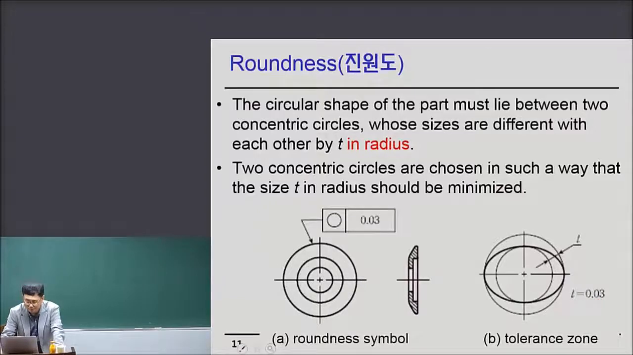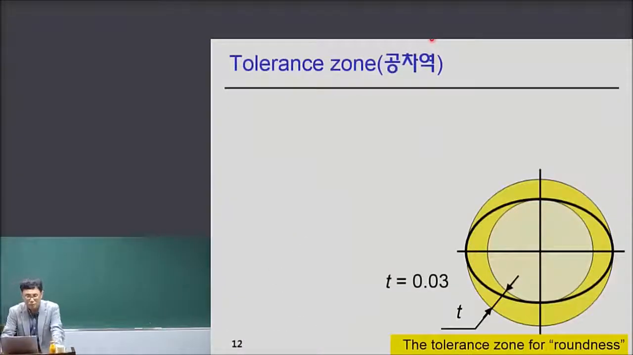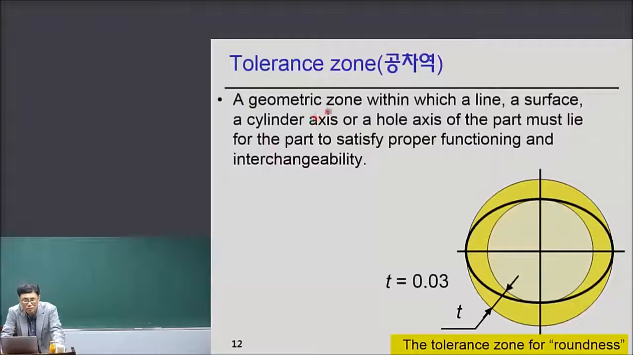Okay, this we call the tolerance zone. So the tolerance zone is a geometric zone within which a line, surface, cylinder axis or whole axis of the part must lie for the part to satisfy proper functioning and interchangeability.